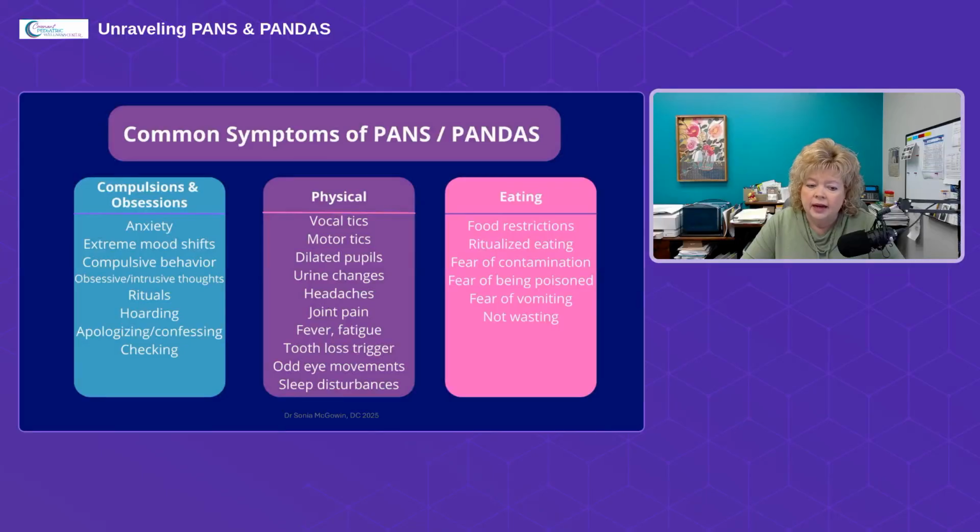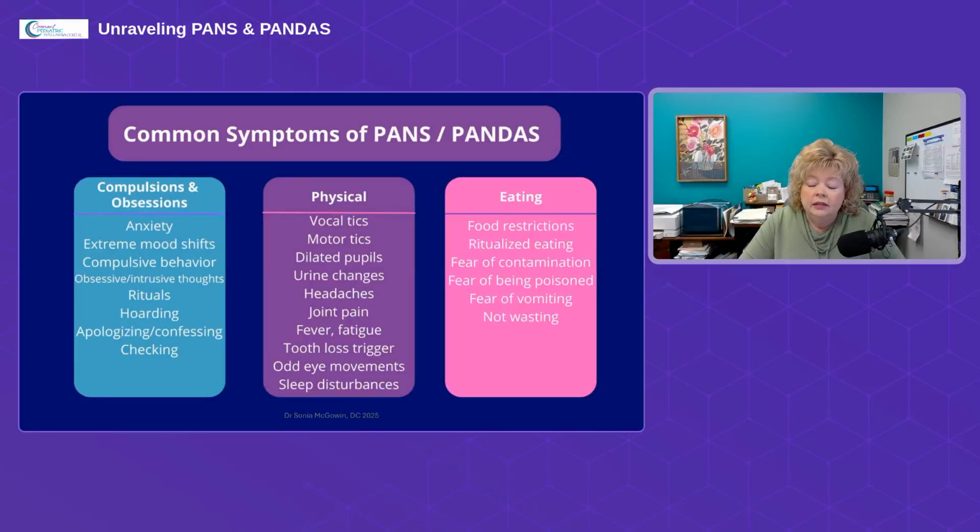Sometimes we'll see odd eye movements. We see sleep disturbances. So kids who have night terrors, they start walking in their sleep, they start talking and crying out in their sleep. All of that is a common set of symptoms that we see.